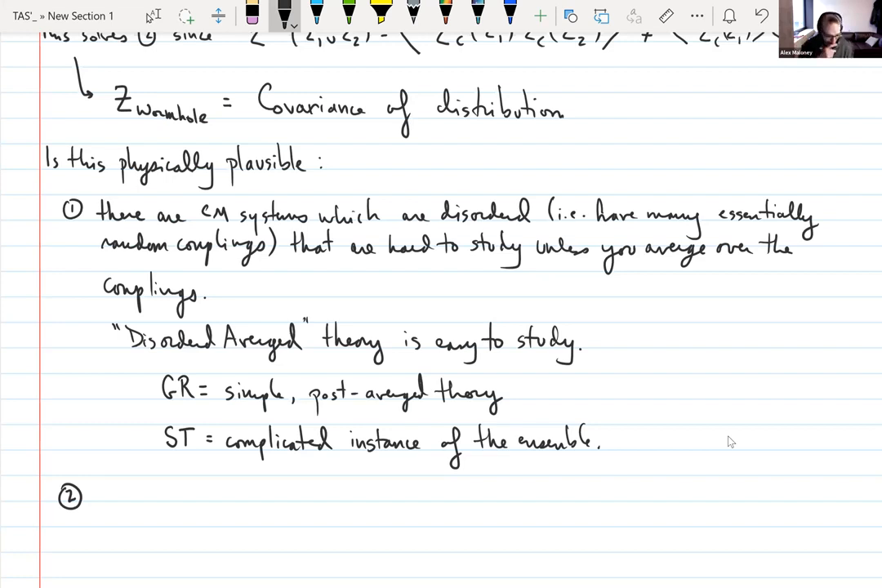Excuse me, can I ask another question? Sure. Here you mentioned that GR might be the simple post-average theory and string theory the general complicated one. It's maybe a naive question, but is it obvious that we don't have only GR, in the sense that GR is an emergent feature when you average over the ensemble, but maybe there is no actual dual to a single state or to a single CFT instead? I don't have anything useful to say about that question.